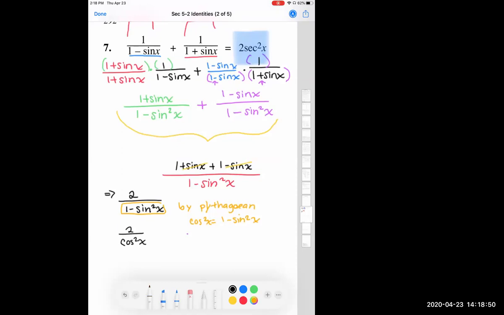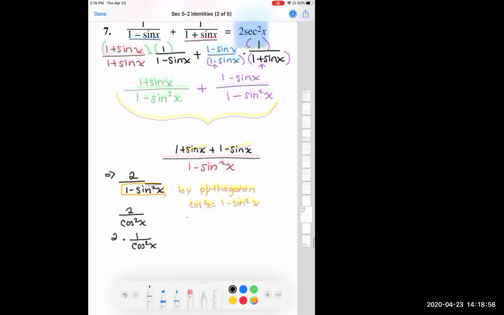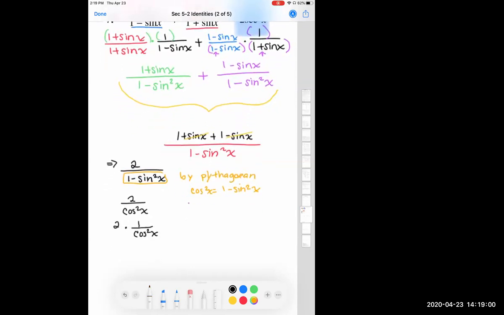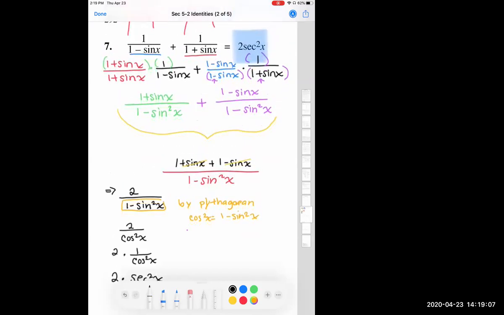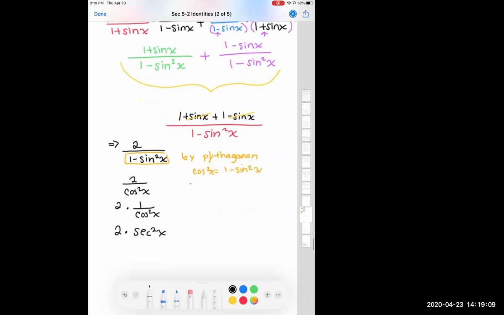Okay, I can split this fraction so that I have 2 times 1 over cosine squared x. And I can change that by the reciprocal function. So I have 2 times secant squared. We're there, right? We have 2 secant squared. So we can say 2 secant squared x is equal to 2 secant squared x. We have proved it.